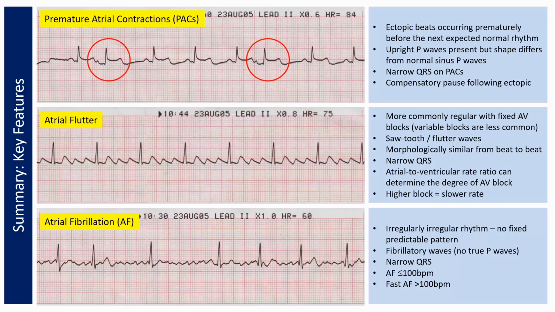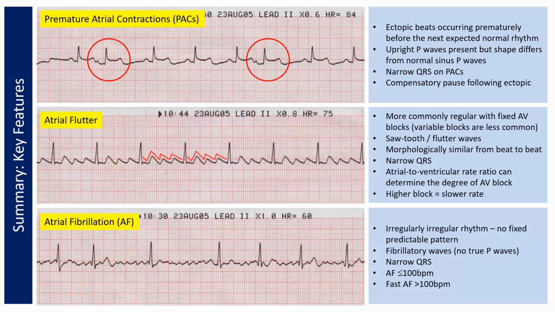PACs are basically ectopic beats occurring prematurely before the next expected normal rhythm. Premature beats may come from either the atria, AV junction, or ventricles. But PACs have upright facing P waves which are just morphologically different when compared to sinus P waves. Their QRS waves are narrow and an ectopic is often followed by a compensatory pause before resumption of the normal underlying rhythm.